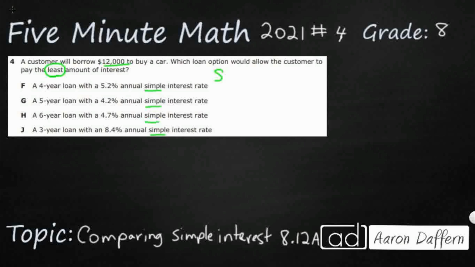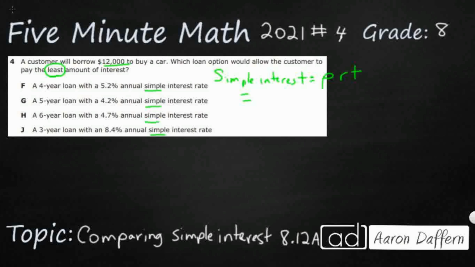All right, so simple interest has a pretty simple, thankfully, formula. And if you're ever trying to remember what it is, go ahead and take a look at the mathematics chart that is provided with the math test, because it is on there. Simple interest is PRT.